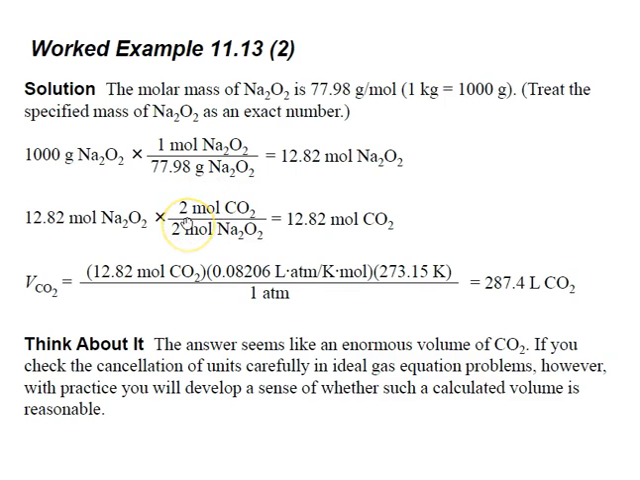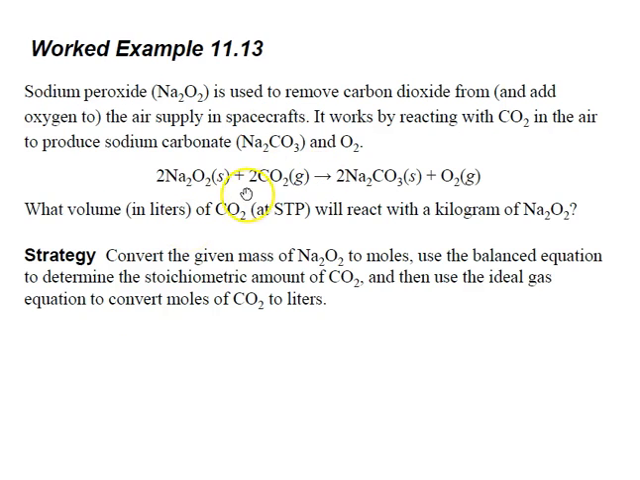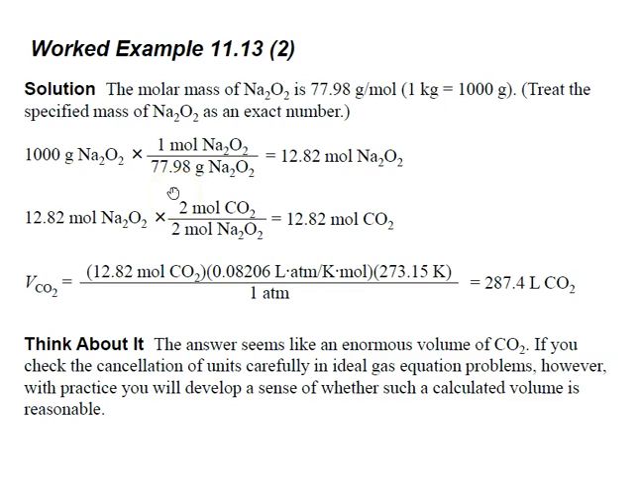Check our moles of sodium peroxide in our numbers from the balanced equation. We have 2 and 2. Where do those come from? Well, here's our 2 carbon dioxide. Here's our 2 sodium peroxide. Moles of sodium peroxide cancels. This leaves us with our moles of carbon dioxide. So this would be like a stoichiometry problem from previous chapters.